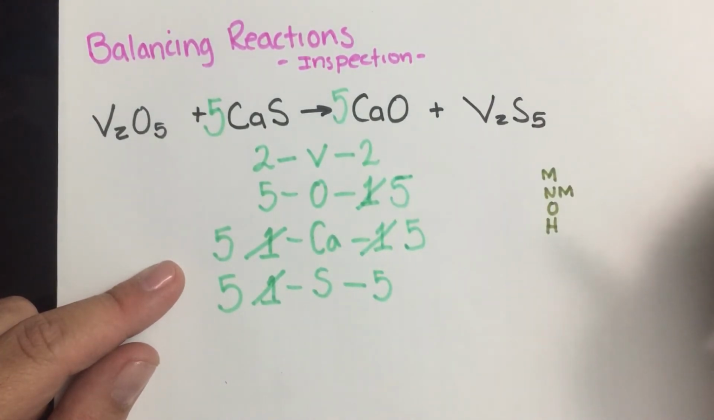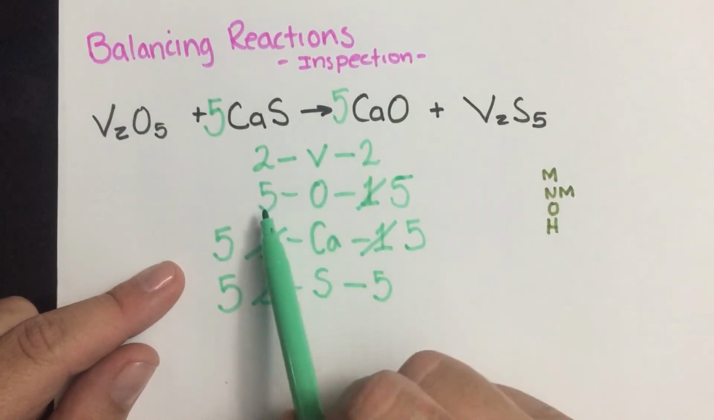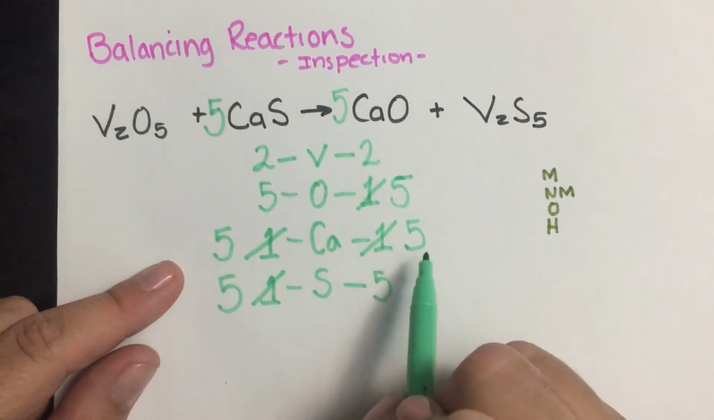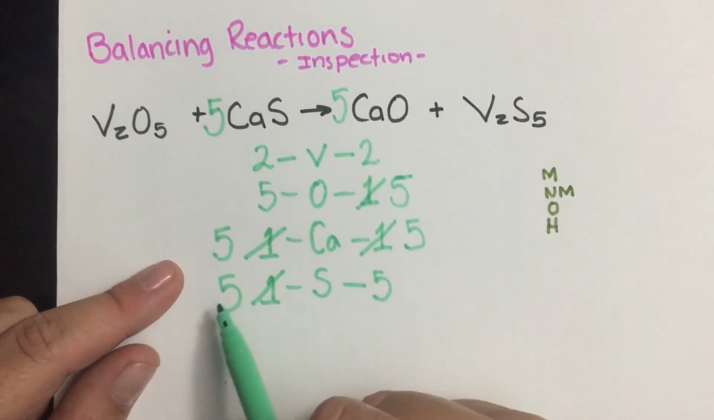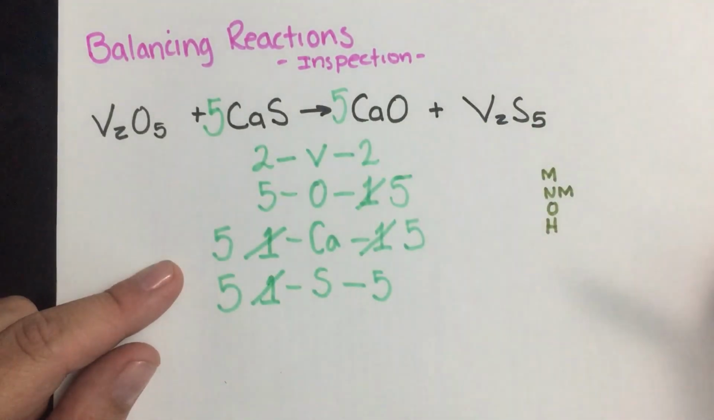Beautiful. So now we check. Vanadium is balanced. Oxygen, 5 and 5, balanced. Calcium, 5 and 5, balanced. And sulfur, 5 and 5. So your final answer would be as is.